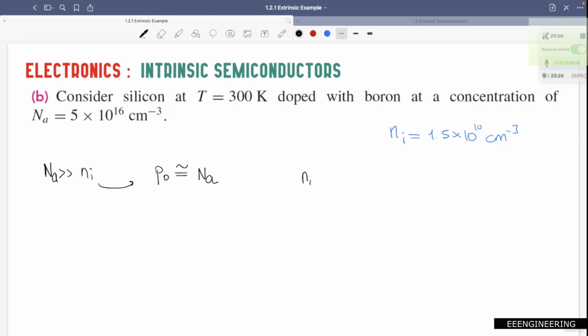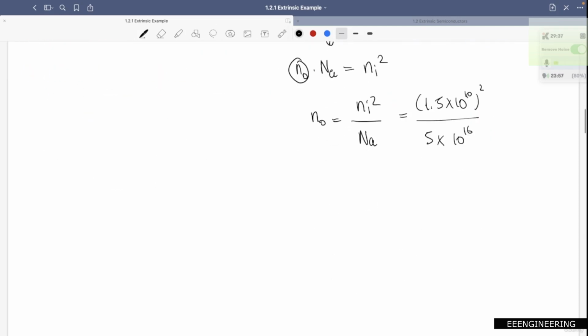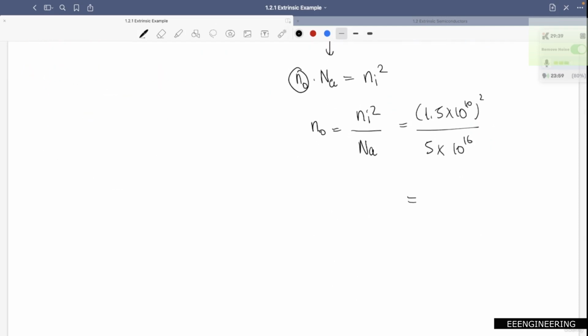And that's why in the equation N0 times P0 is equal to Ni square, we're going to replace our P0 by Na. And then we're going to multiply it by N0. So that's going to be Ni square. Since we're looking for the value of electron concentration, we're going to leave that alone. So that's going to be equal to Ni square over Na. So in the end, since we know Ni is 1.5 times 10 to 10, we're going to take the square of that over the Na value, 5 times 10 to 16. When you do the proper calculations, what you're going to have is 0.45 times 10 to 4, 1 over centimeter cubed. And this is the answer.